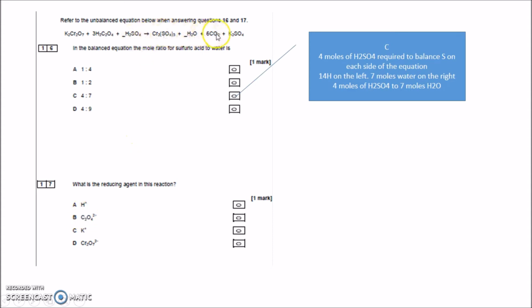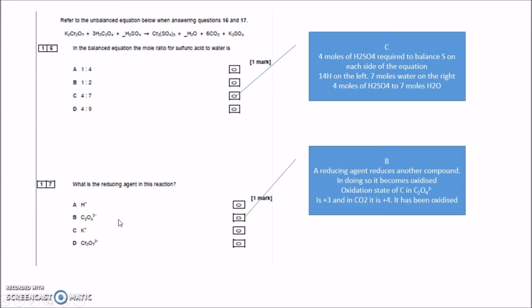What does it become? It becomes CO2. So what is it in CO2? Well, oxygen's a minus 2, no charge left over. 2 times minus 2 is minus 4, no charge left over. The carbon is in plus 4. So it's gone from oxidation state plus 3 up to plus 4. If it goes up in oxidation state, it's been oxidized. It will cause something else to be reduced. C2O4 2- is the reducing agent because it's being oxidized. It's causing something else to be reduced. Answer B.